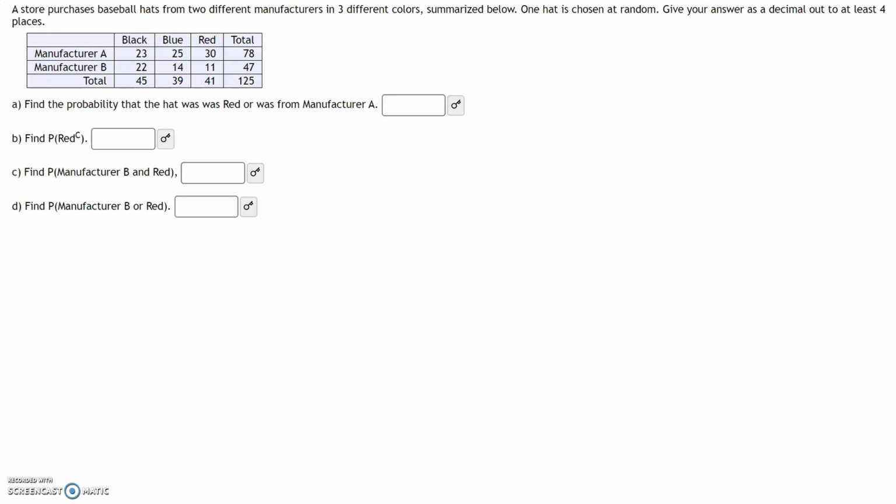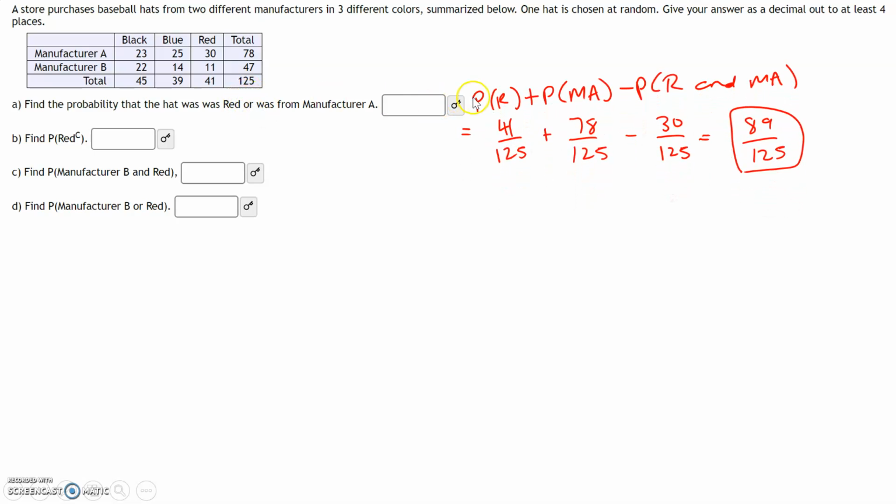In this example, we're given a table. We have manufacturer A, manufacturer B, and we have 3 types of hats. We've got black, blue, and red. A, find the probability that the hat was red or was from manufacturer A. Now the word or is always going to trigger the addition principle, which is the probability that it's red, plus the probability that it was from manufacturer A, minus the probability that it was red and from manufacturer A. So A plus B minus A and B.